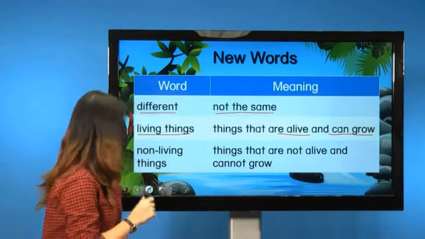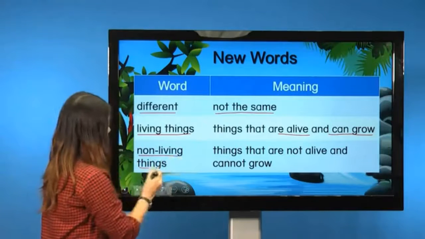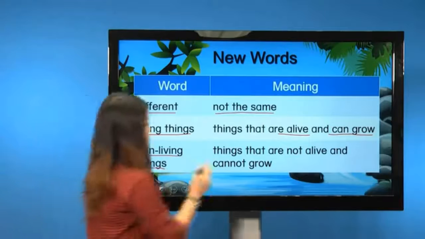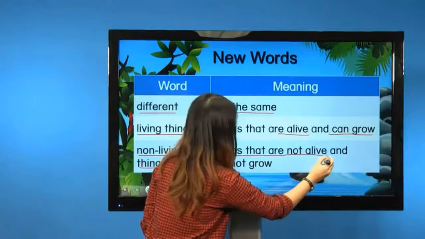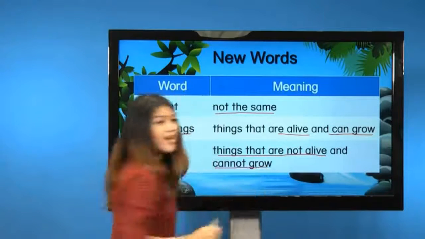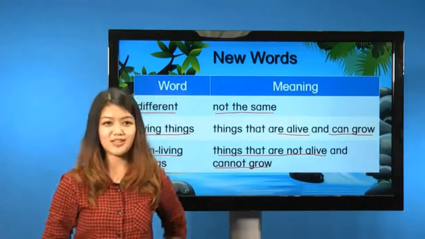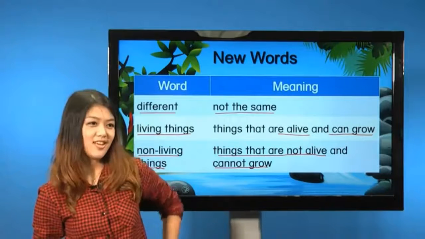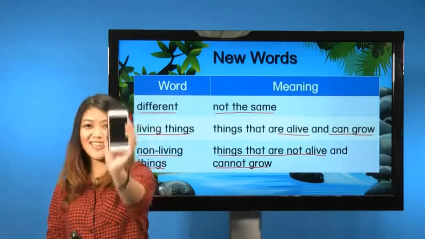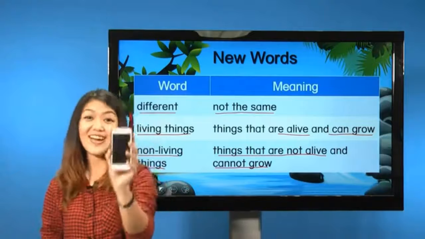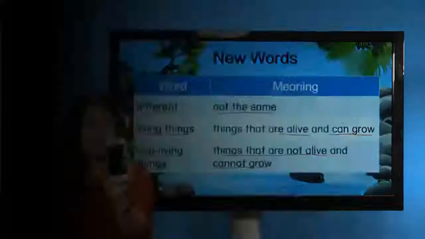The third one will be non-living things. Non-living things are things that are not alive and cannot grow. Let me show you one example of non-living things. Ta-da! This is a non-living thing because it's not alive and it cannot grow.